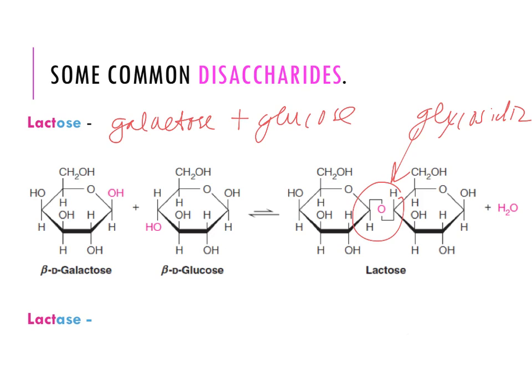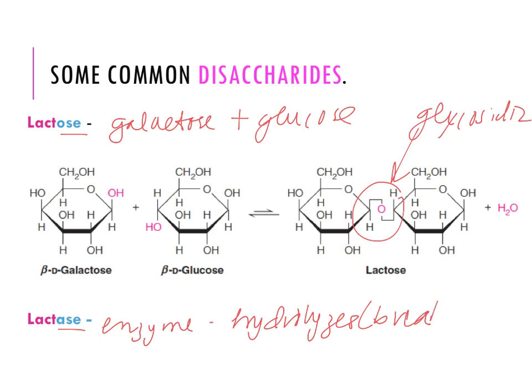Okay, so remember the suffix OSE represents a sugar, and the suffix ASE represents an enzyme. And lactase is the enzyme that hydrolyzes, or breaks, the glycosidic bond between these two sugars. It breaks apart lactose into galactose and glucose. So if we're going in this direction, it's lactase that should help do that.